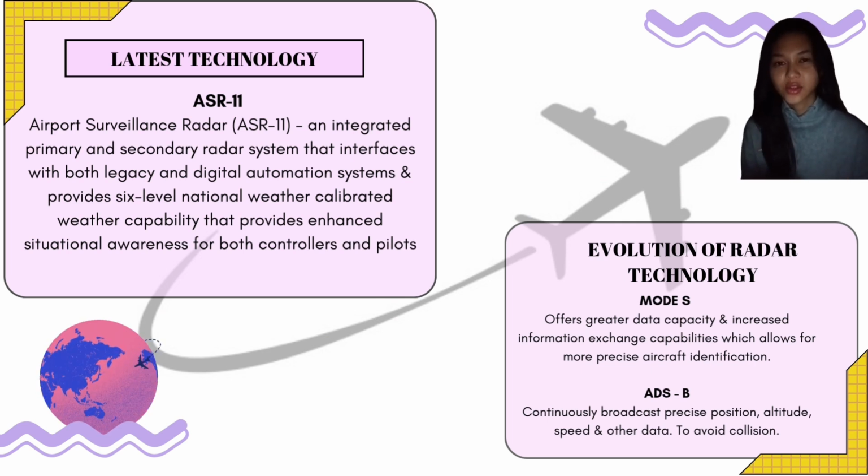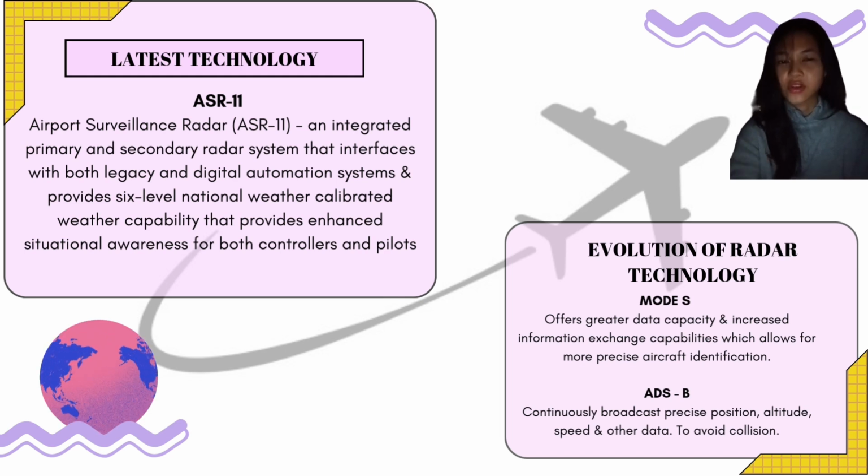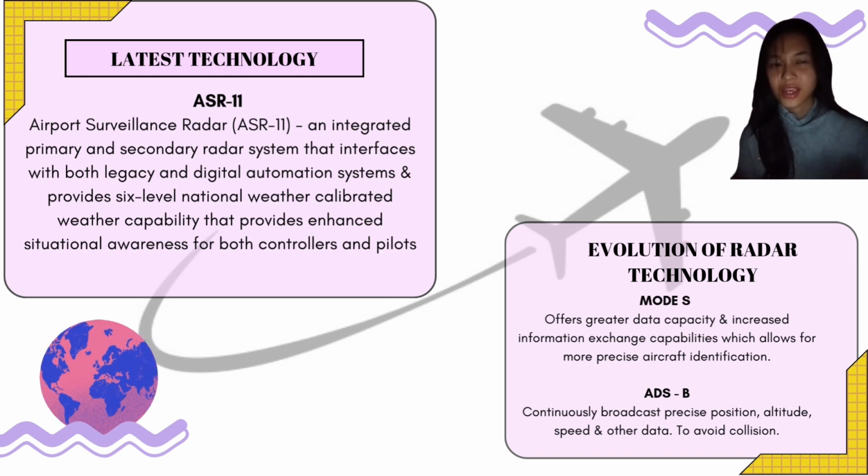Moving on, we have the latest technology in the radar system for aviation, which is the Airport Surveillance Radar 11, which is ASR-11. That is an integrated primary and secondary system that has been deployed at many terminal and traffic control sites. It actually provides better and enhanced situational awareness for both controllers and the pilots.